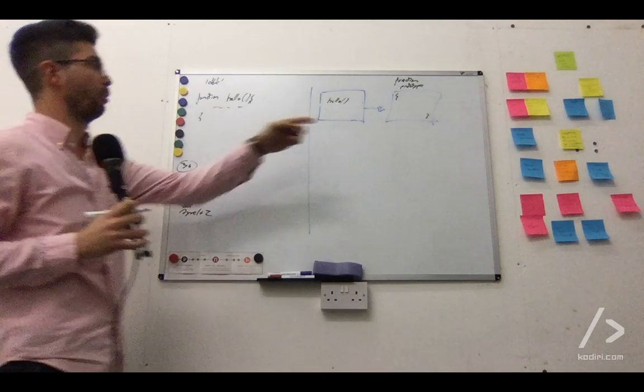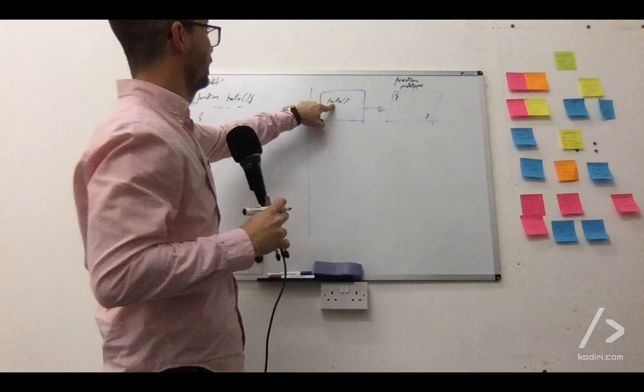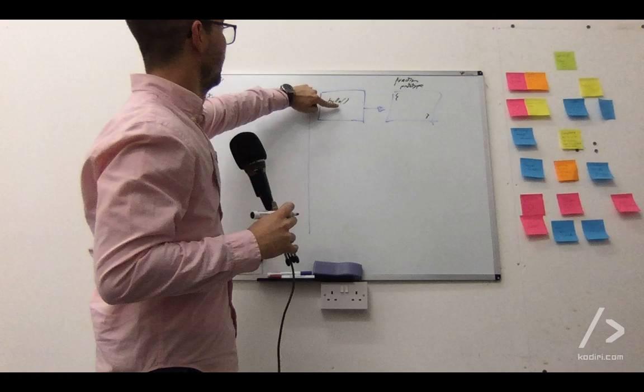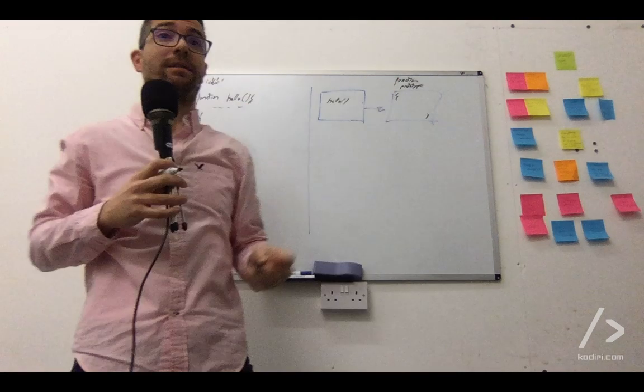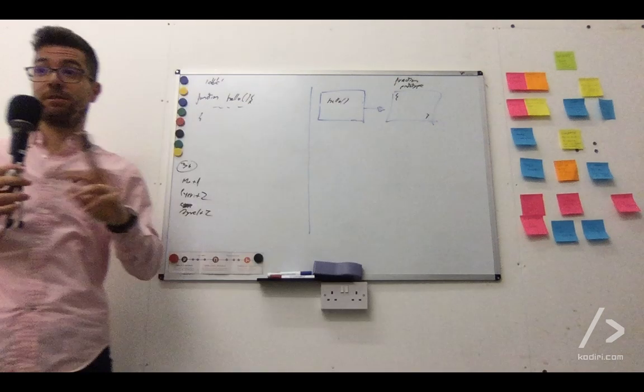So function prototype means you can do function dot something, right? The prototype is always an object. That's why at the end of the day in JavaScript everything is an object.